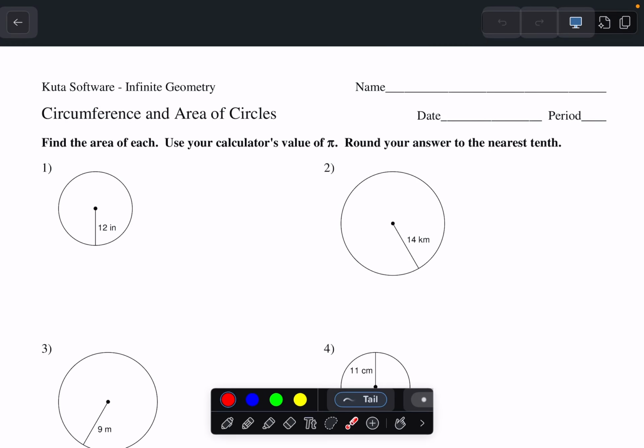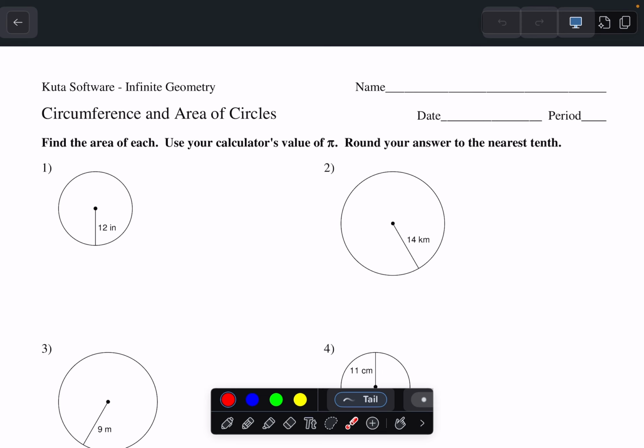On this first section, they've asked us to find the area of each. It says use your calculator's value of pi and round to the nearest tenth. So if you look at your red calculators or any calculator out there on the internet, if there is a button for pi, if you could take a moment and press that button right now, and then hit equals.